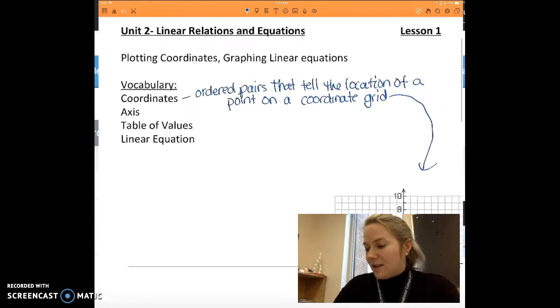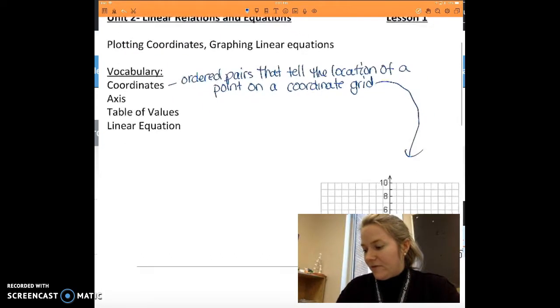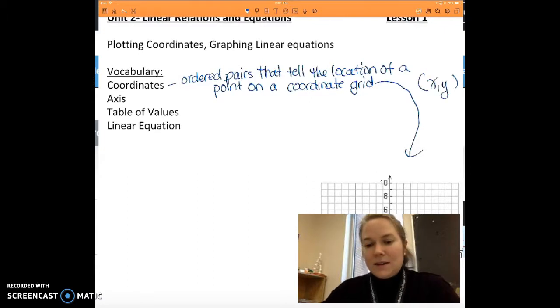They're always in the format X, Y. So they're always two values. They're a pair, okay, so that means you have two values, one of which is the X value and one of which is the Y value. The X value always comes first, okay? And that's really, really important.